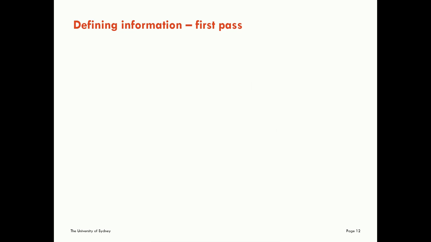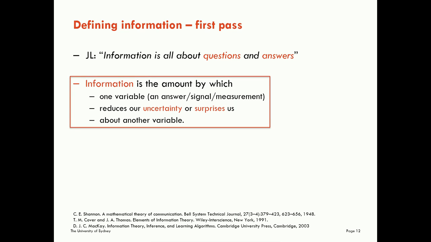So let's start defining information. We'll take our first pass still kind of from a qualitative perspective. I like to say that information theory is all about questions and answers. We can think about information as being the amount by which one variable, which could be an answer itself, it could be a signal, it could be a measurement, reduces our uncertainty or surprise about another variable.